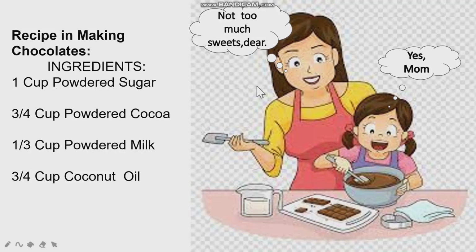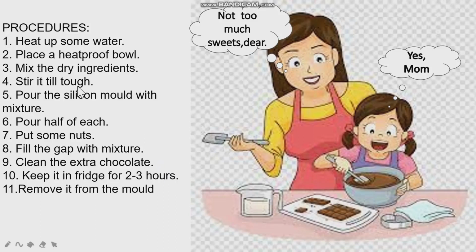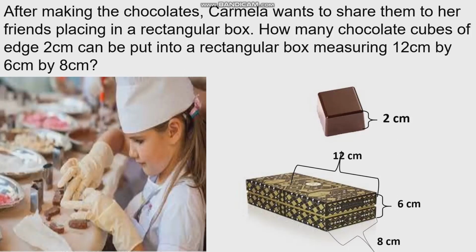Okay, so they are making chocolates. And these are the ingredients of this recipe. And these are the steps to follow. After making the chocolates, Carmela wants to share them to her friends, placing in a rectangular box. How many chocolate cubes of edge 2 centimeters can be put into a rectangular box measuring 12 centimeters by 6 centimeters by 8 centimeters? Ito po yung chocolate cube.